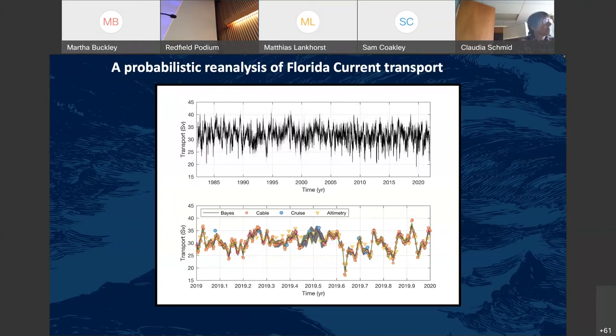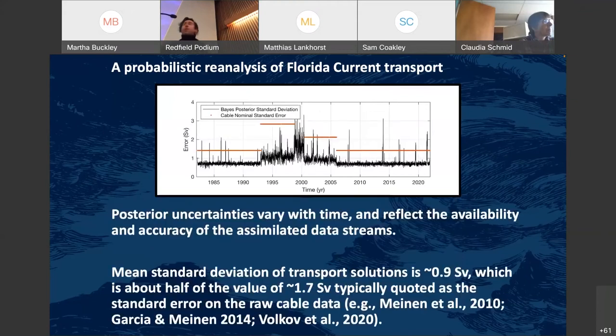I've also drawn these purple and green lines as just two randomly chosen ensemble members, just to remind you that I do have an ensemble of thousands of members, not just summary statistics. Speaking of errors, this is a plot of a time series of the standard error on the reanalysis every day since 1982, essentially the posterior standard deviation.